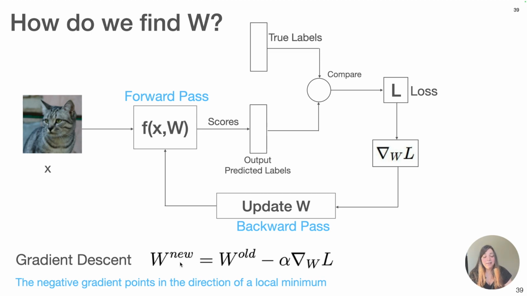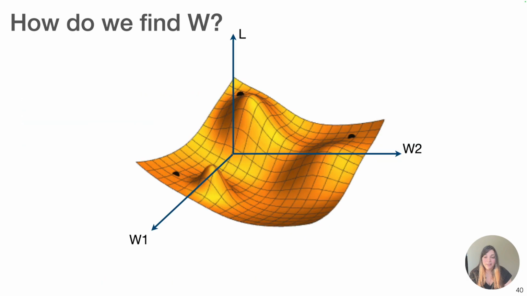Let's look at that in more detail. So here, how do we find W? Again, we have a function which is the loss function, L. L depends on the parameters. Here, because we can only show graphically 3 dimensions, it's a 3-dimensional graphic, but you can imagine that here you have many dimensions.